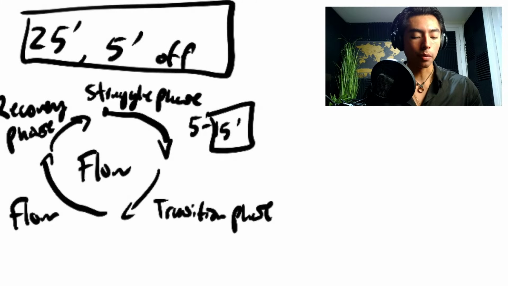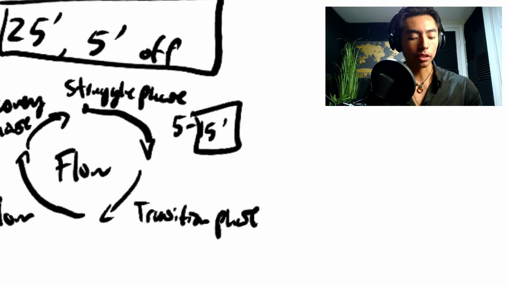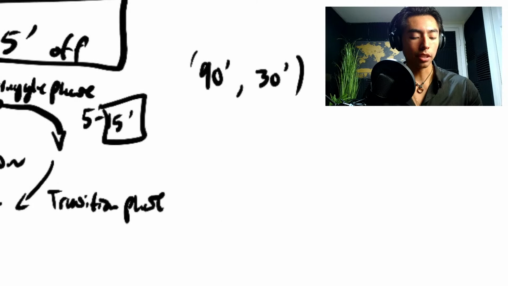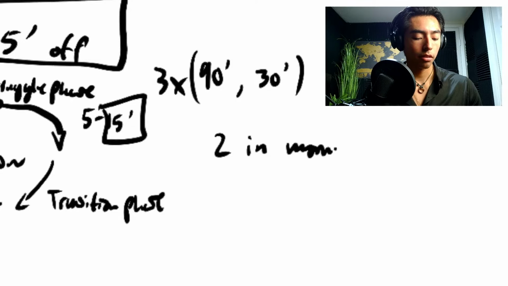But yeah, so my timing intervals are 90 minutes, and then I'll usually do a 30-minute rest, and I'll do that times 3 per day. So usually I'll do 2 in the morning, and then 1 in the evening.